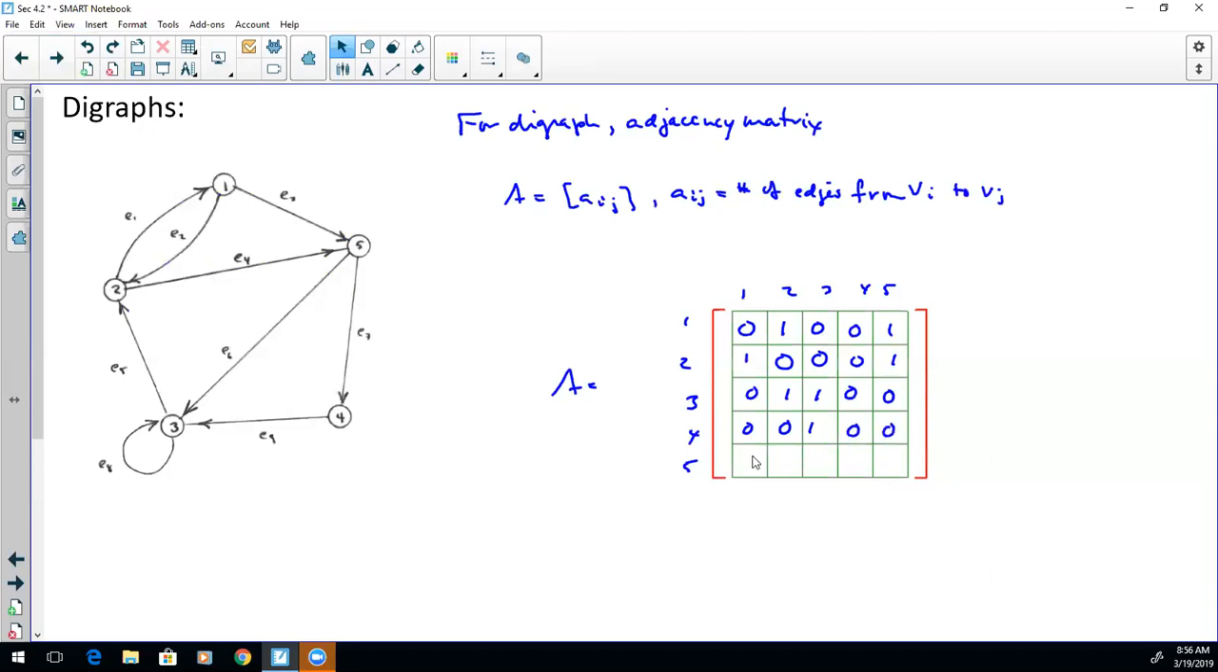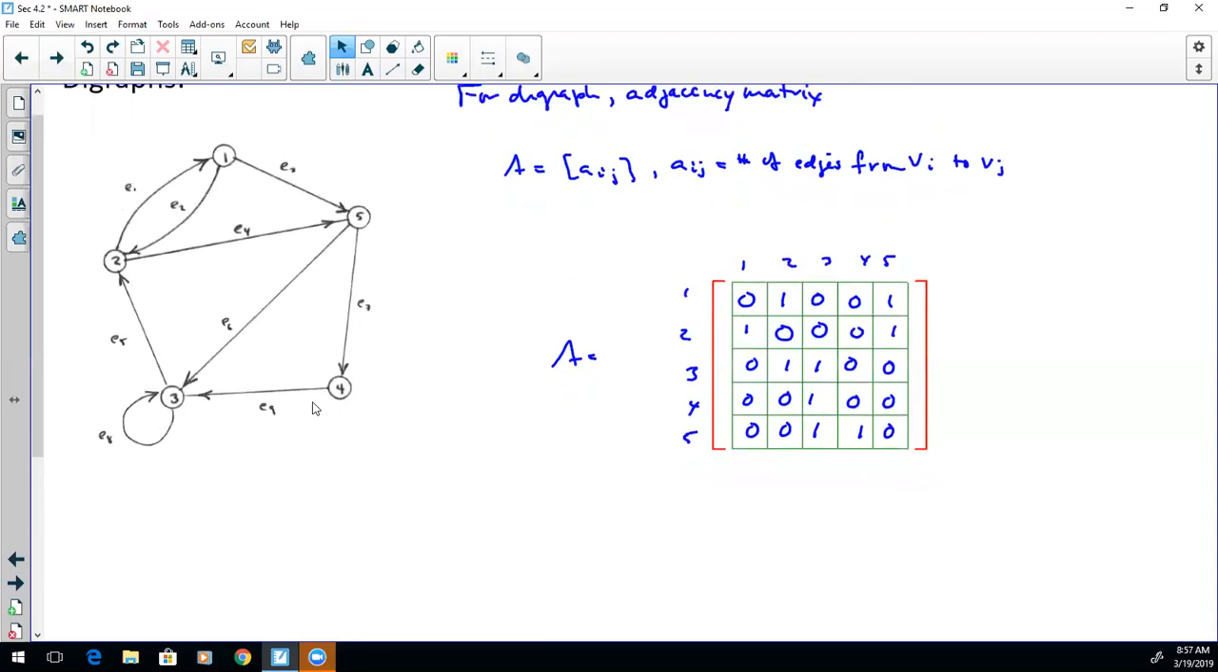And finally, vertex 5, is there an edge going from 5 to 1? No. From 5 to 2? No. From 5 to 3, yes, there's one of those. From 5 to 4, yes, there's one. And from 5 to 5, no, there is none. So this is the adjacency matrix for a directed graph here.